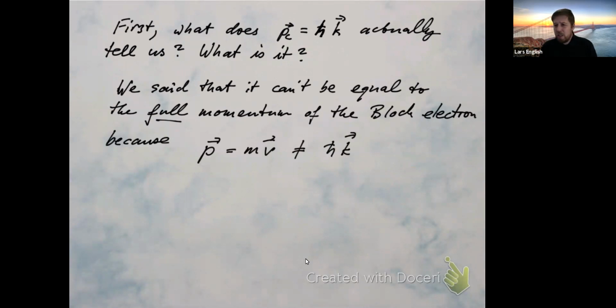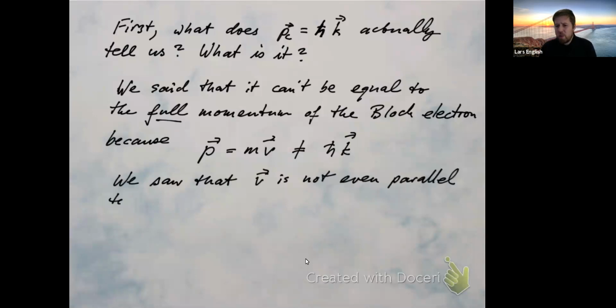Okay, so semi-classically we argued that P being m times v is not equal to h bar times k, right? We said actually that v is not even parallel to k in general, the two vectors not being parallel, and so we cannot have that equality. That is what we saw earlier, okay?